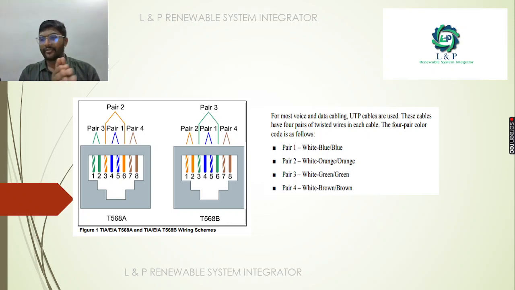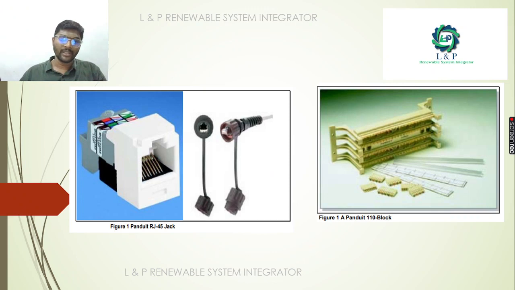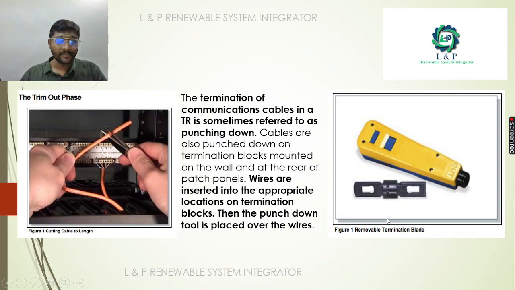If you are planning for the T568A or T568B standard, these are the TIA/EIA standard wiring schemes that you need to follow. You will have 4 different pairs. These are the color combinations you can use whenever you are crimping these UTP cables. Even nowadays we are using RJ45 jacks, and this is the terminal in which you are going to crimp your cables.